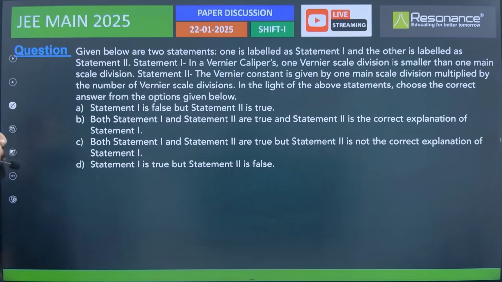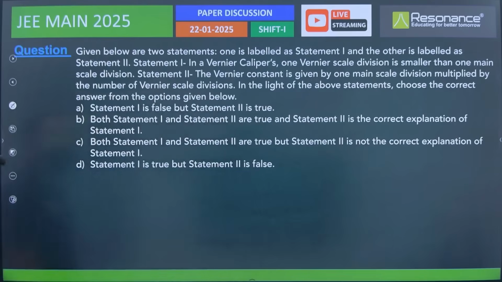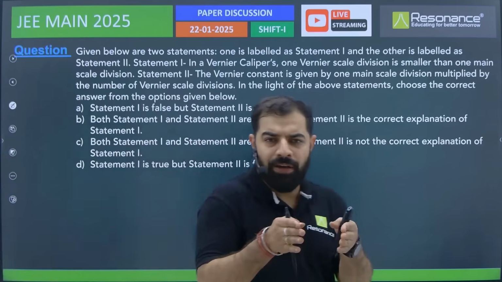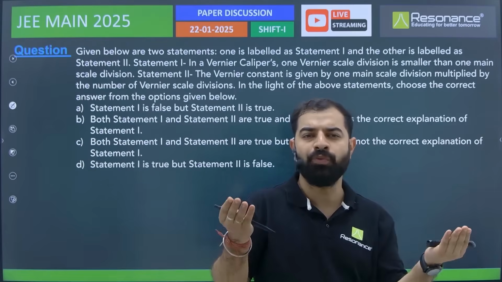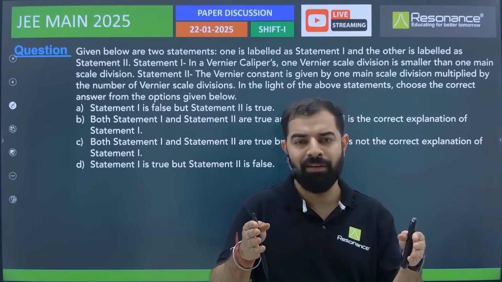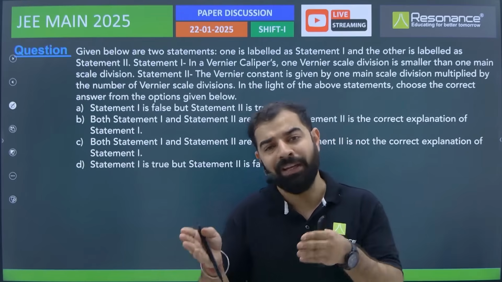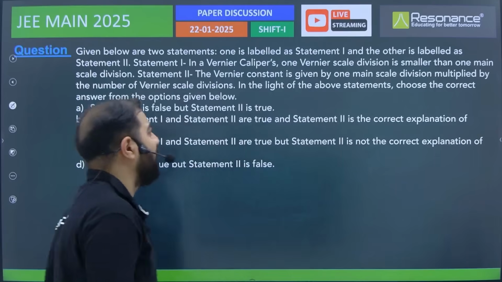Given below are two statements, one labeled as statement 1 and the other labeled as statement 2. Statement 1: in a vernier scale, one vernier scale division is smaller than one main scale division. It's like there are so many questions where we have seen that 10 divisions on vernier scale equal 9 divisions on main scale, which shows that the vernier scale division is smaller than the main scale division.